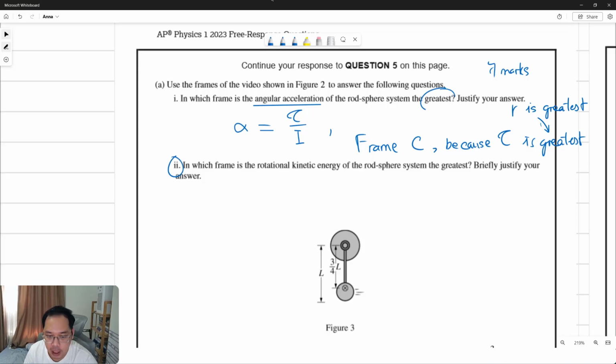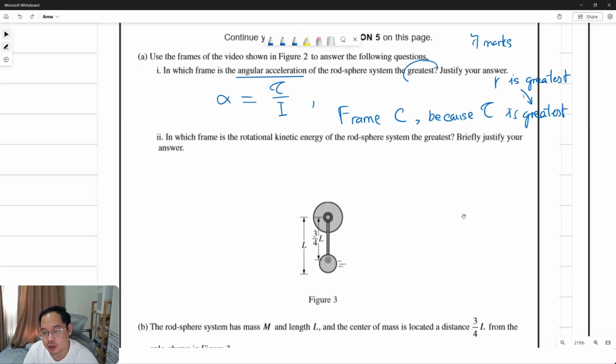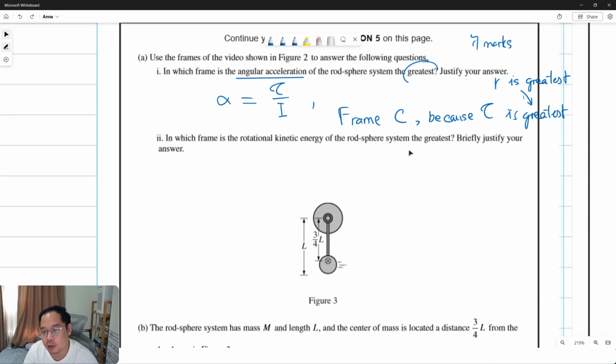Question 2. In which frame is the rotational kinetic energy of the rod-sphere system greatest? Briefly justify your answer. Rotational kinetic energy is 1/2 the moment of inertia I multiplied by the square of the angular speed.